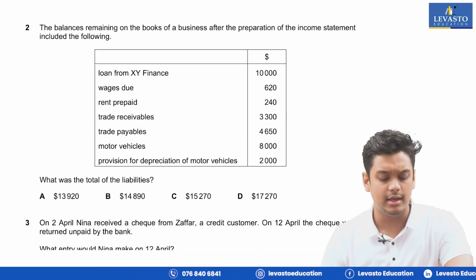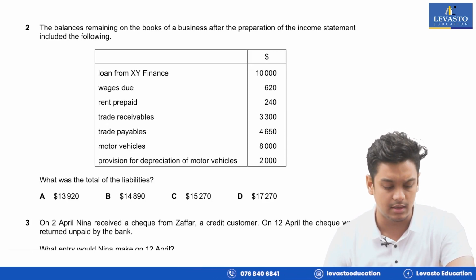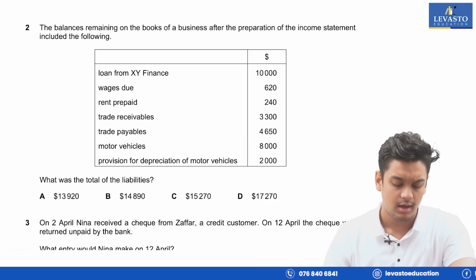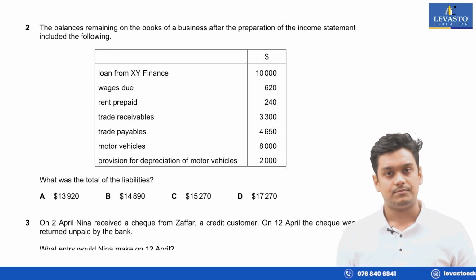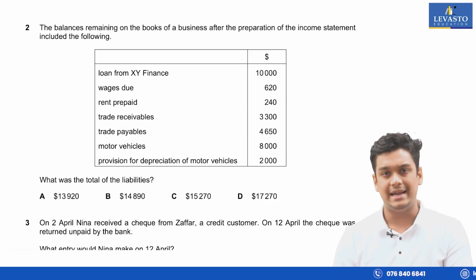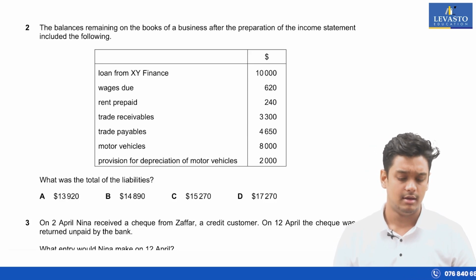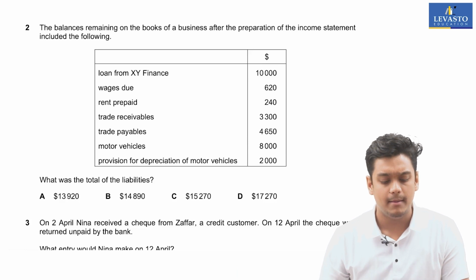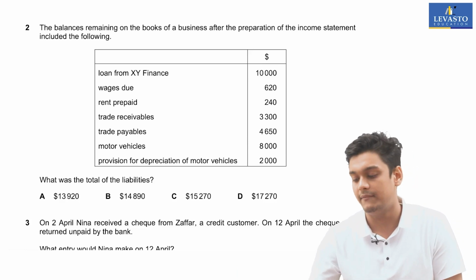The balances remaining on the books of the business after preparation of the income statement included the following. And they are giving you a couple of pieces of information. What was the total of the liabilities? Now, what are liabilities, guys? Liabilities are obligations that a business has to settle, something you have to pay basically. So now we'll read the first line. Loan from XY Finance. Obviously, the first thing itself is something that you will have to settle.